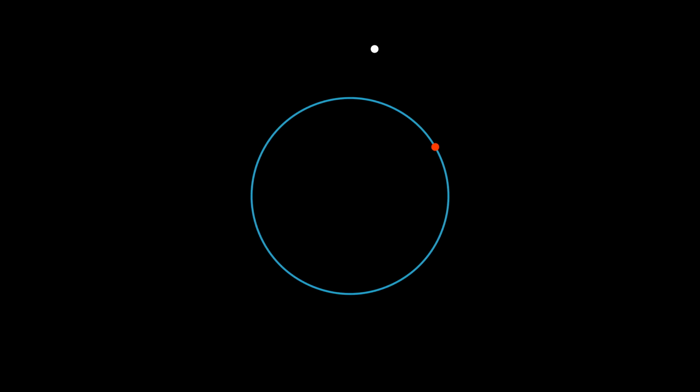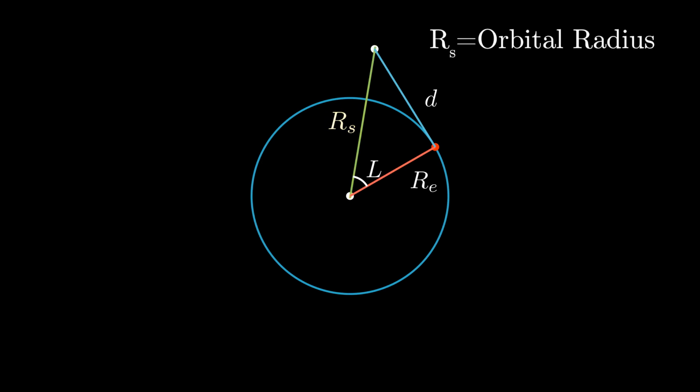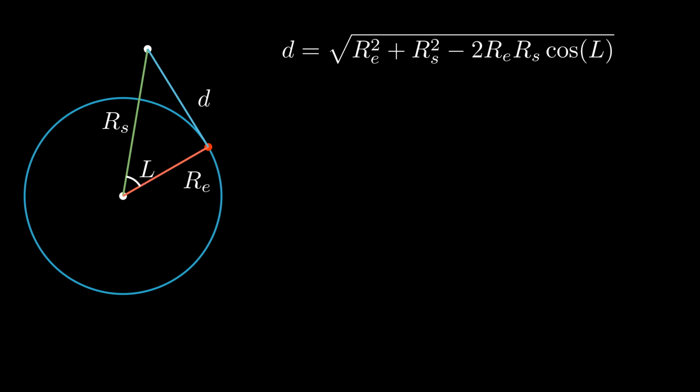For each satellite, we need to know a few things. We need to know the satellite's radius, known as rs, the constant of the Earth's radius, known as re, and the distance d from the satellite to the receiver. Now that we have 3 sides, we can plug them into the law of cosines to solve for L. We'll start with the common form of the law of cosines. D equals the square root of re squared plus rs squared minus 2 re rs cosine L.